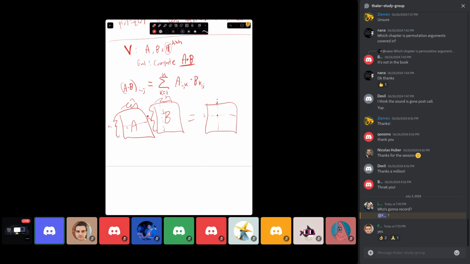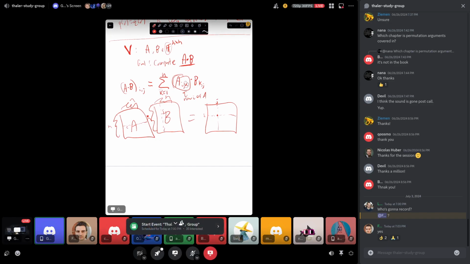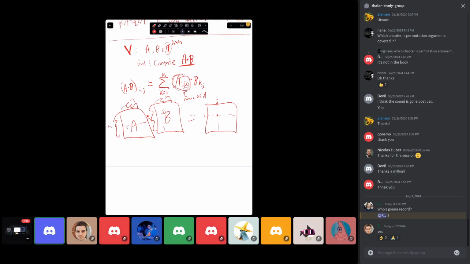So this is summing over the entries of row I of A, so as k goes from 1 to n, this is iterating over the entries of row I of A, and this is iterating over the entries of column J of B. And you're just taking a dot product. So you're taking the kth entry of row I of A and multiplying it by the kth entry of column J of B, and summing up the results.